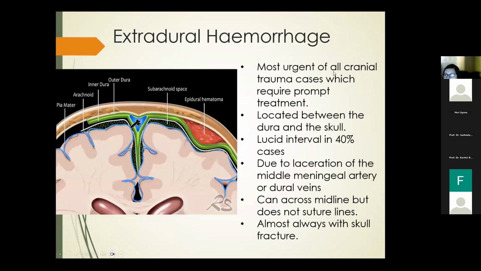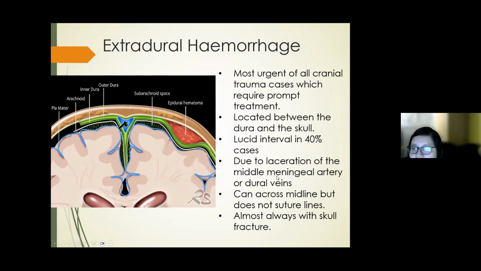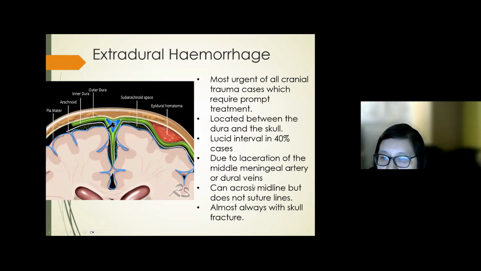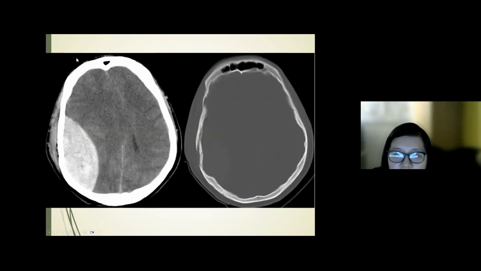For extradural hemorrhage, it is the most urgent of all cranial trauma cases which require prompt treatment. It is located between the dura and also the skull, and most of the patients have a lucid interval in 40% of the cases. It is due to the laceration of the middle meningeal artery or dural veins. It can cross the midline, but it does not cross the suture line, and is almost always associated with the skull fracture.